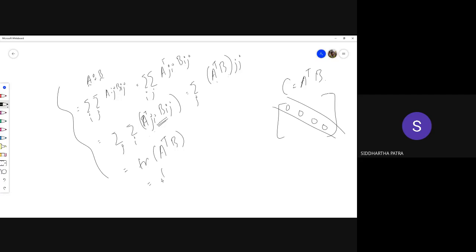And it can also be shown to be trace of B transpose A.